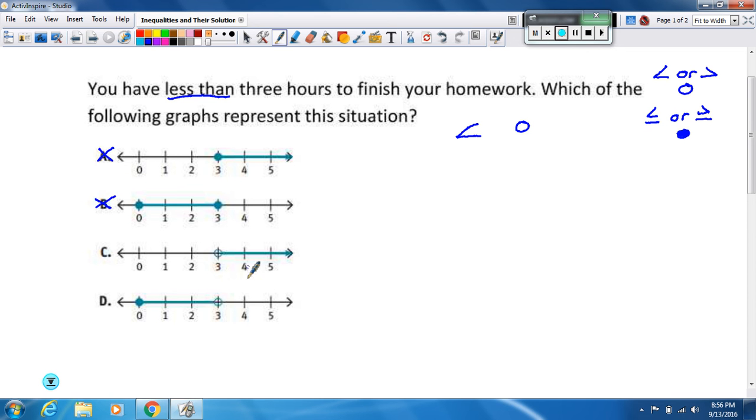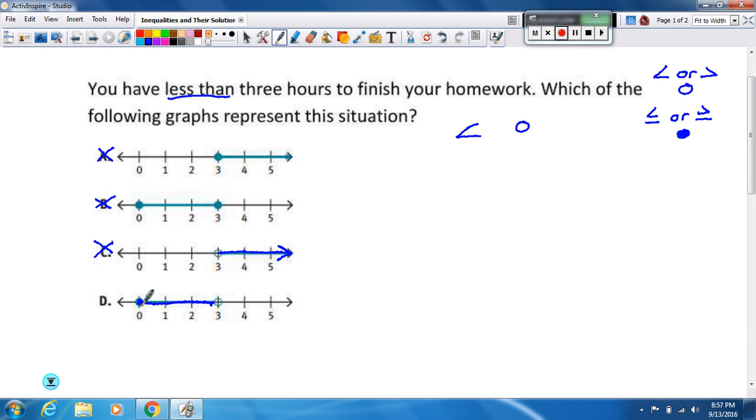Now let's talk about the answer choices that are left. Look how the arrow is going to the right on choice C. That means you have more than 3 hours, and in fact it means that you have more than 3 hours into infinity. So it's not that, because we have the less than 3 hours. This says we have less than 3 hours.